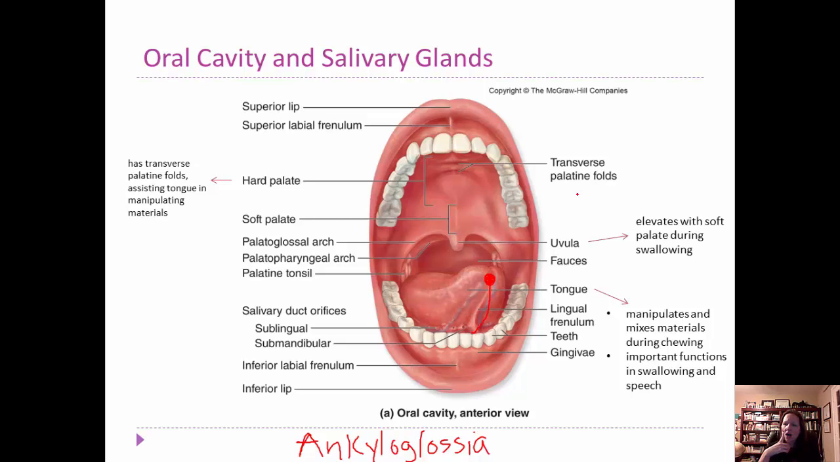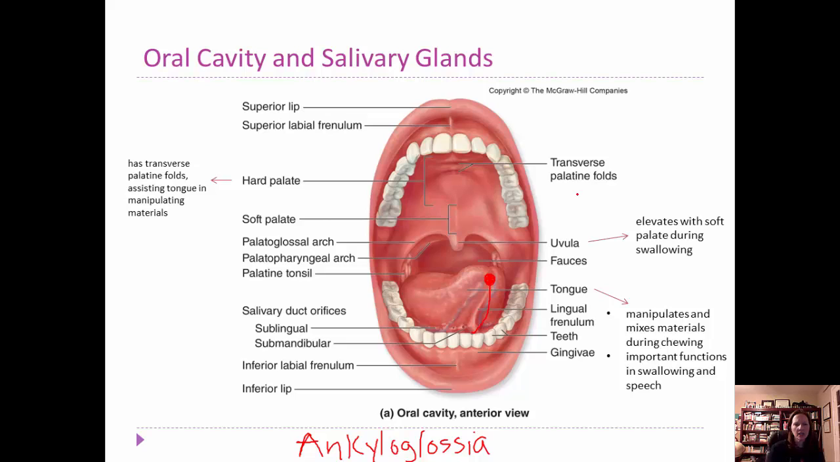And this can cause problems mainly with speech, and also with ingestion of food and breaking down materials, because we'll talk about how important the tongue is in breaking down and forming that bolus. We already talked about how important the tongue is in speech and the respiratory system. But that can easily be surgically repaired. They just go in and snip it.